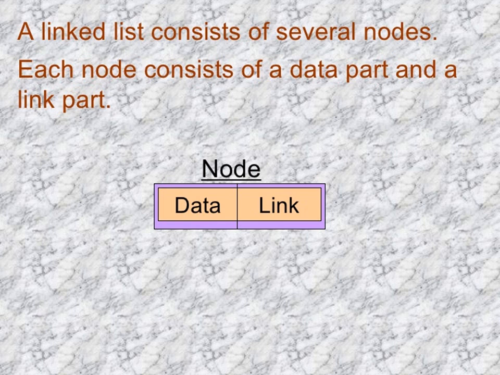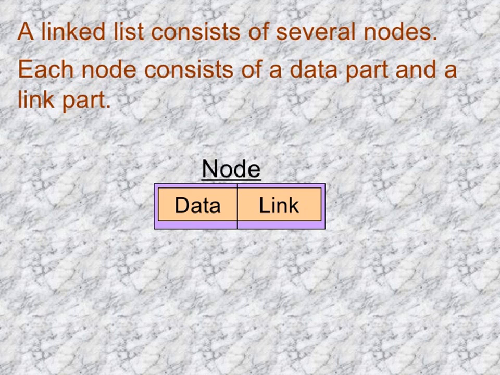Regarding the node, see here in this PPT, a linked list consists of several nodes. Each node consists of a data part and a link part. Already I have given this, so don't get confused here. In the data part we can store data. The link means it is pointing to somebody. So the link field is used to store the address of the next node.